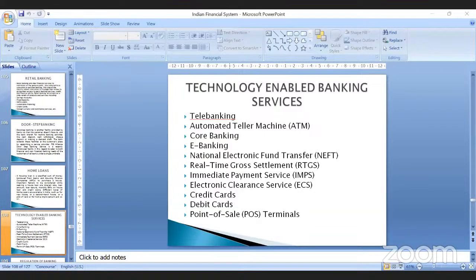In any branch where you have opened an account, all your banking transactions or banking functions can be performed only through that branch. But today you need not go to your own branch bank, you can go to any branch, because all the banks are connected with something called network connectivity.